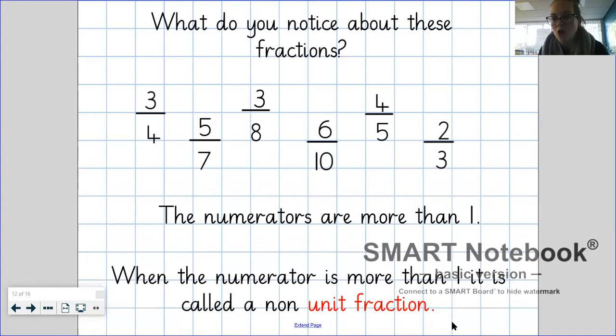it is called a non-unit fraction. So that's quite easy to remember. Unit fraction is 1, non-unit fraction is a numerator more than 1. So I want you to remember those.